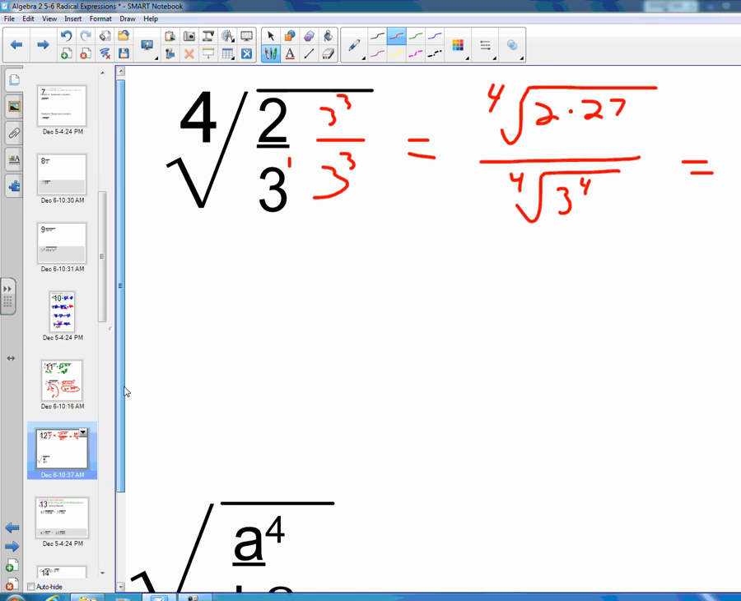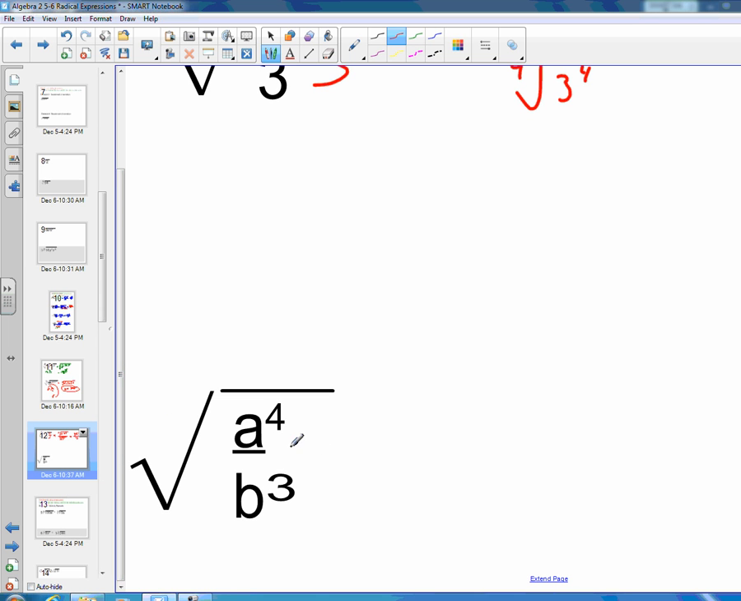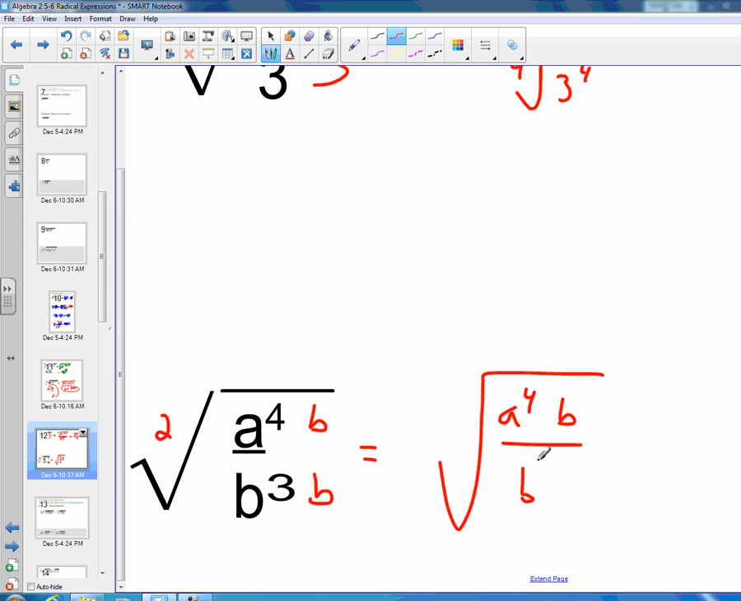Last example here. So this is a square root, right? There's nothing there, so we assume that's a 2. So we want groups of 2. I have a b cubed. I need one more b here to make that into a 4. So this is going to be the square root of a to the fourth times b over b to the fourth.